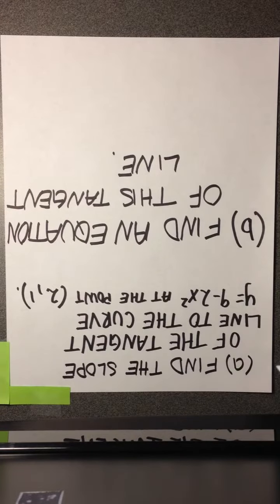For my video, I'm going to show you how to do a problem that has two parts. The first part is to find the slope of the tangent line to the curve y equals 9 minus 2x squared at the point (2, 1). The second part is to find an equation of this tangent line. So we'll start out with the first part, to find the slope of this tangent line.